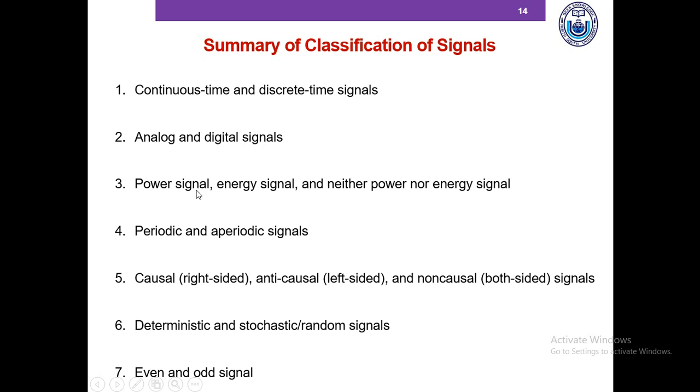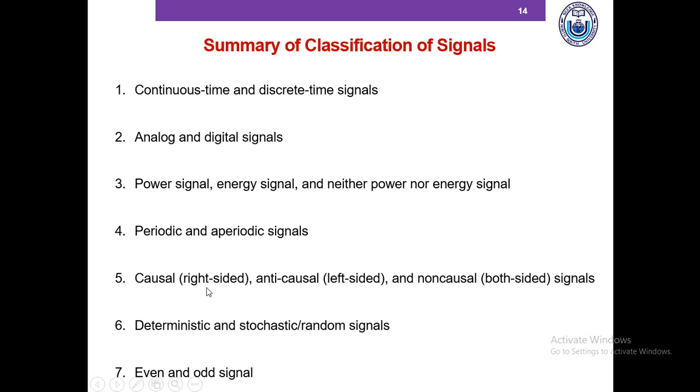Based on the power or energy values, we can also classify any signal as power signal, energy signal, or neither power nor energy signal. So if the power is finite, then we call the signal a power signal. If the energy is finite, we call the signal an energy signal. If neither power nor energy is finite, we call the signal neither power nor energy signal. If a signal repeats a certain pattern in a particular time interval, it is called a periodic signal. And if a signal does not repeat a particular pattern in a particular time interval, it's called an aperiodic signal.